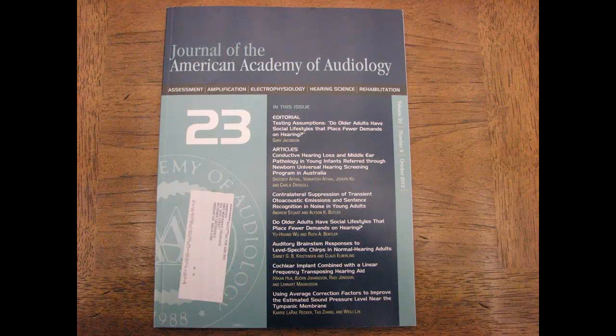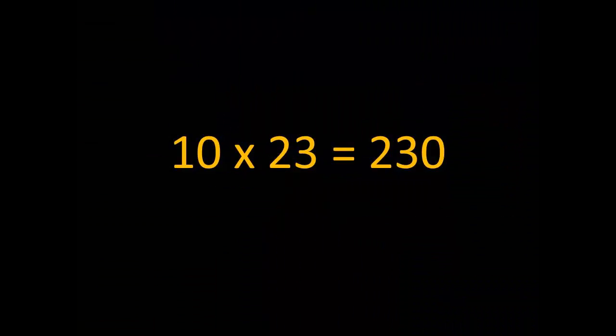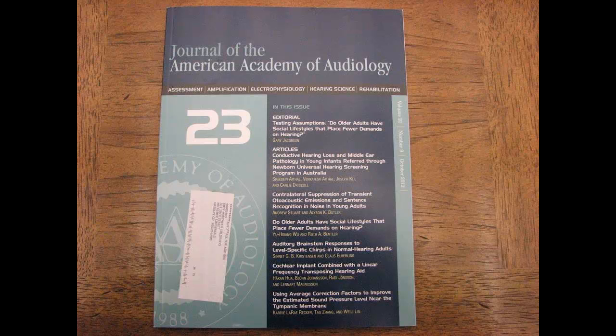For instance, here is the Journal of the American Academy of Audiology. Well, of course, it's not the entire journal. The Journal of the American Academy of Audiology has been published for over 23 years now. It publishes an issue 10 times a year. So the entire journal would be over 230 issues now. This is a picture of a single issue.